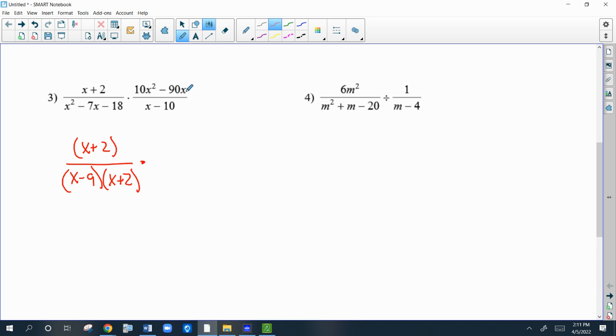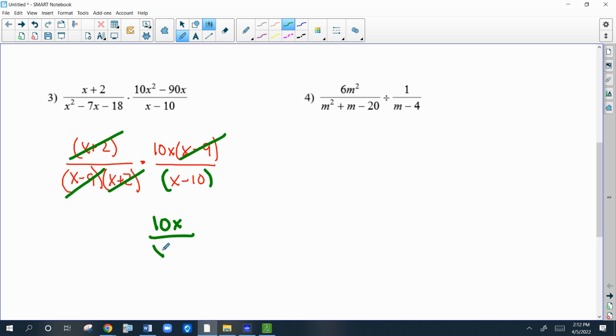Here we have a common factor of 10x, so we're going to factor that out. We're left with x minus 9. And on the bottom, x minus 10 is just a factor of itself. Now we can cancel anything on top with the bottom as long as they're like factors. So x plus 2's, x minus 9's. Don't cancel out these 10's because x minus 10 is just a factor on itself. So you're done. We're left with 10x up top and x minus 10 on the bottom. That's that.